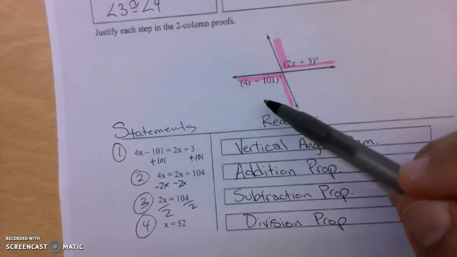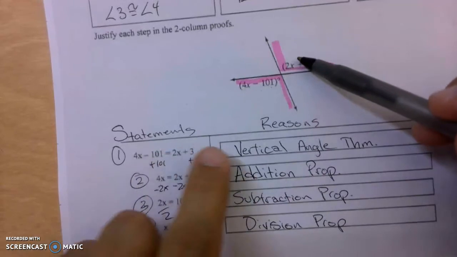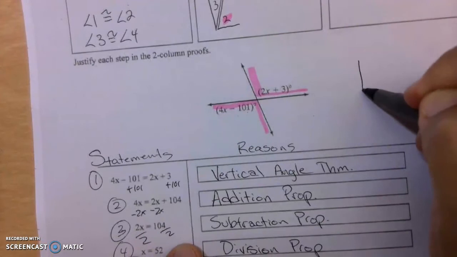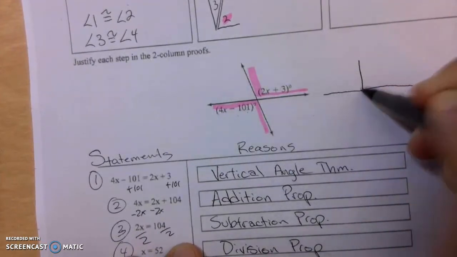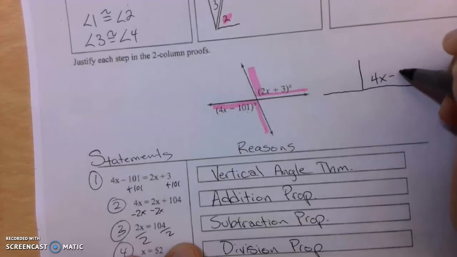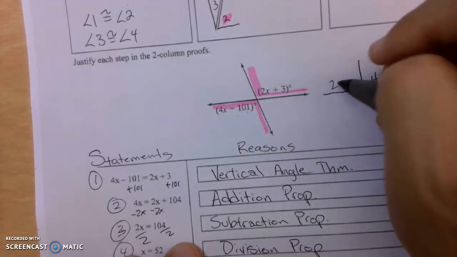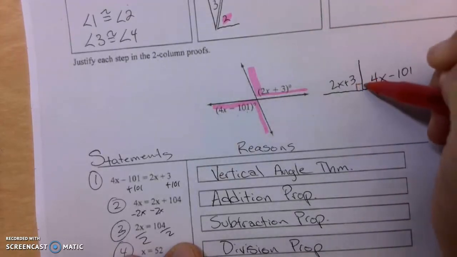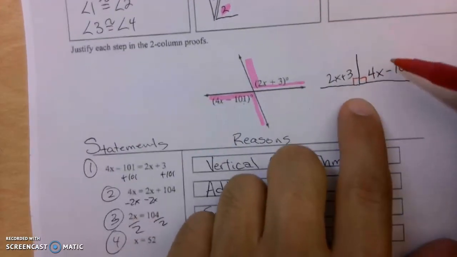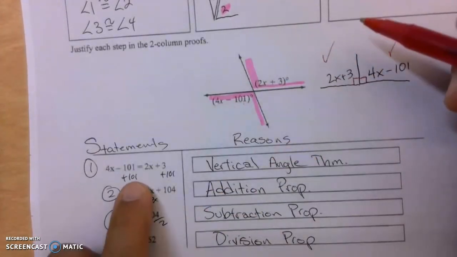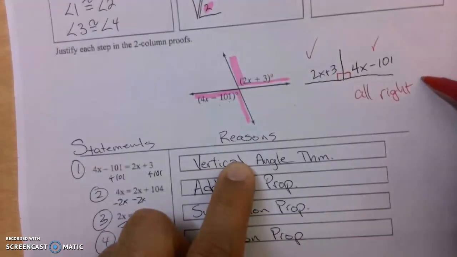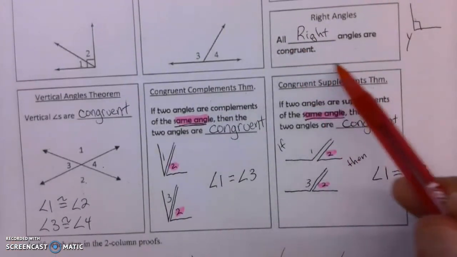You're going to look at the picture here and decide, why would this portion be equal to this portion? Well, sometimes they're vertical angles. Sometimes maybe you might see something like this. Who knows? This might have been 4x minus 101, and this might have been the 2x plus 3. This is a totally different problem, but they might have put a right angle there and a right angle there, and then you would say, well, why would this angle here be equal to this angle here? Instead of vertical angles, we would say all right angles are equal. And that could be something in the future. All right angles are congruent, are equal.